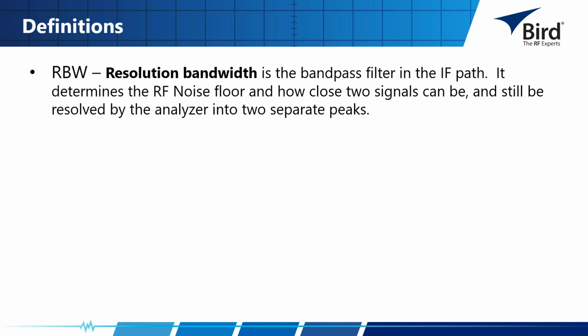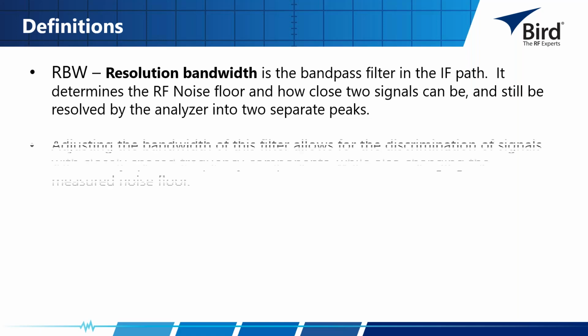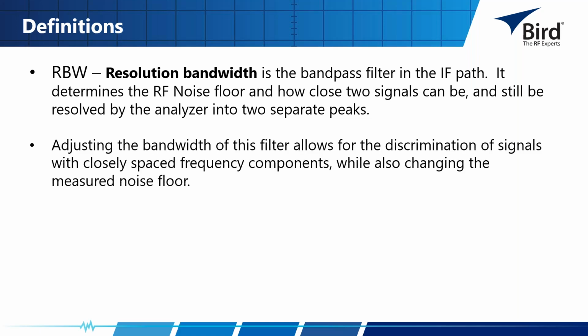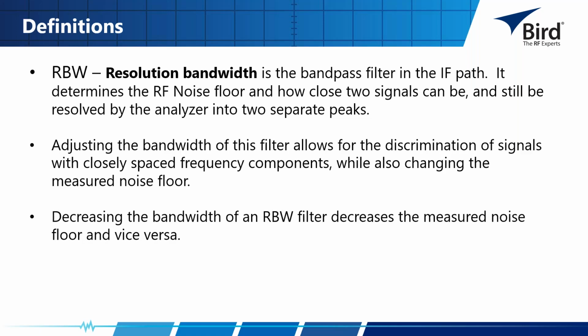RBW, resolution bandwidth, is the bandpass filter in the IF path. It determines the RF noise floor and how close two signals can be and still be resolved by the analyzer into two separate peaks. Adjusting the bandwidth of this filter allows for the discrimination of signals with closely spaced frequency components while also changing the measured noise floor. Decreasing the bandwidth of an RBW filter decreases the measured noise floor and vice versa.